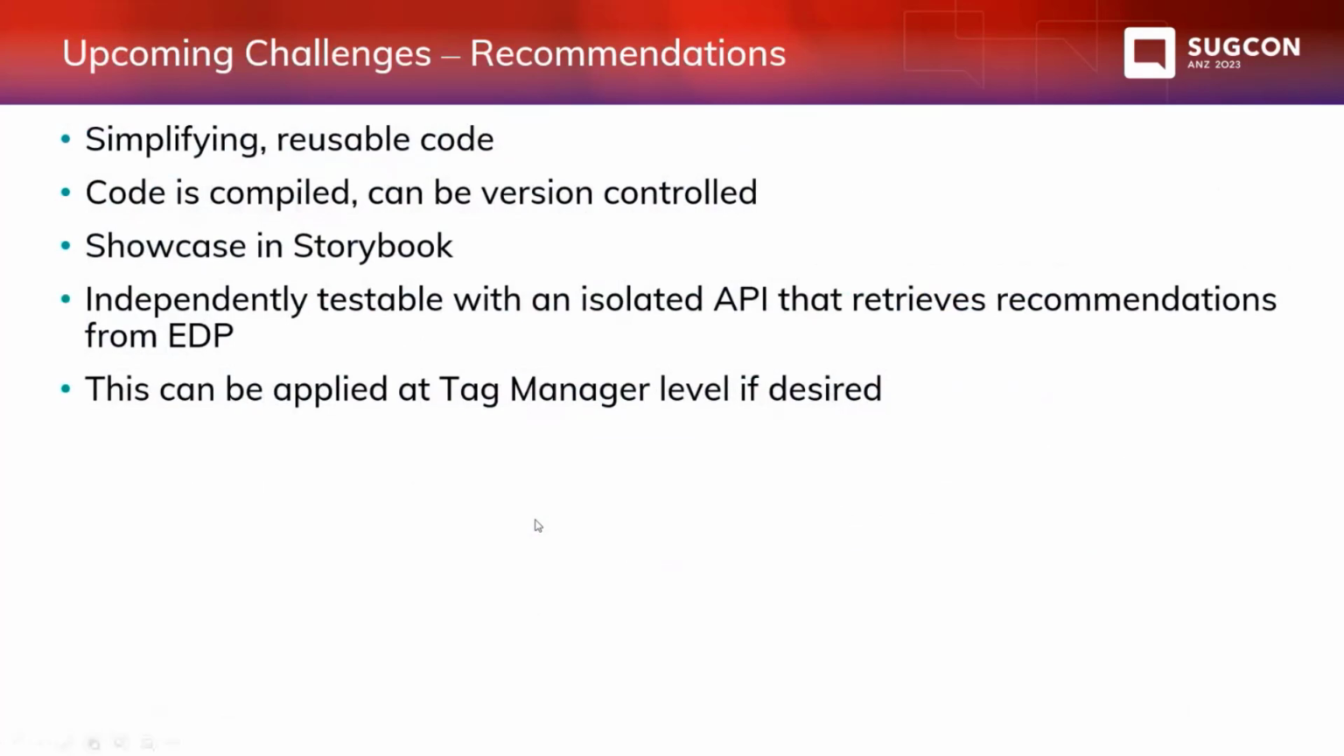The advantage of doing that is that it is simplifying and it is using reusable code. The code is properly compiled and can be version controlled. You can showcase this particular recommendations injection web experience using Storybook if you need to. It can also be independently testable with an isolated API that retrieves recommendations from our enterprise data platform. And if you want to, you can actually apply this at a tag manager level if you choose to as well. So if you don't want to use the Sitecore personalize and you know that you will always apply this recommendation HTML in a particular given page of a particular web application, you can always do that via tag manager if you choose to.